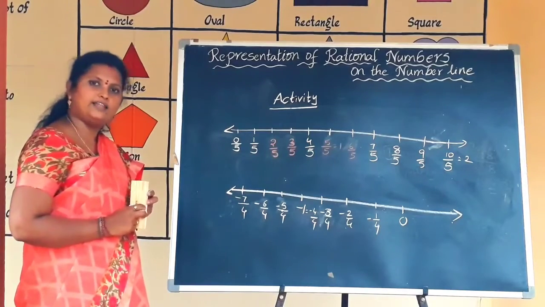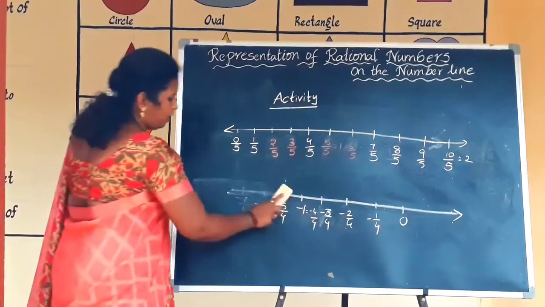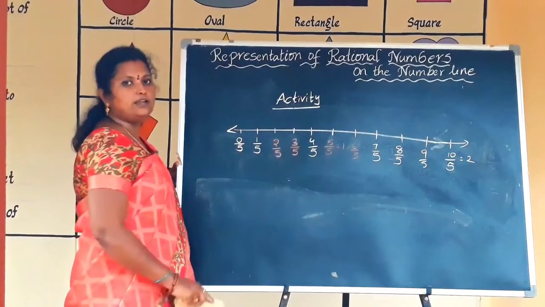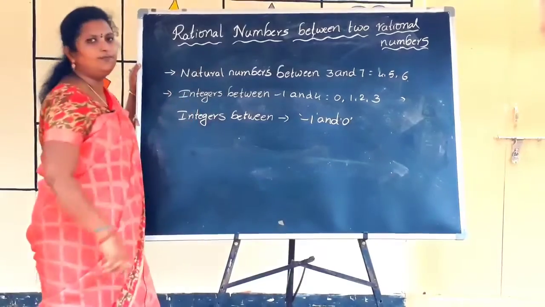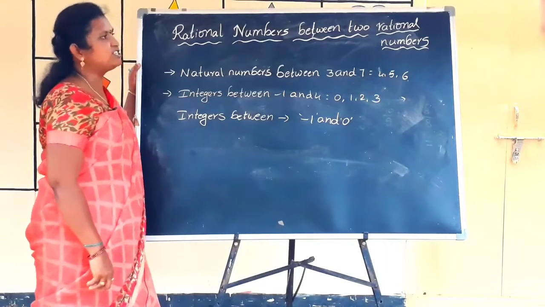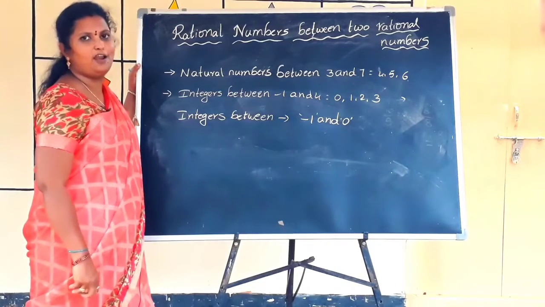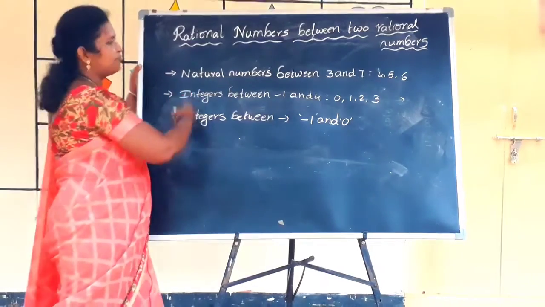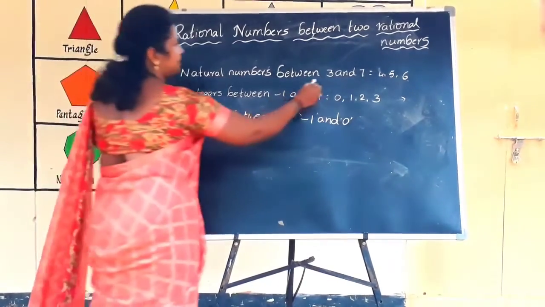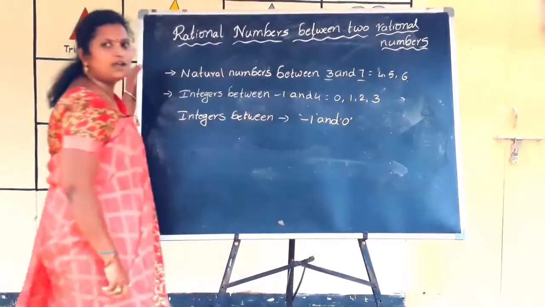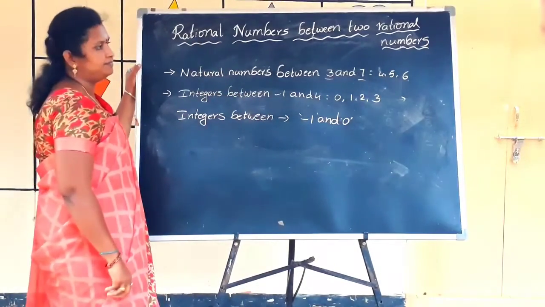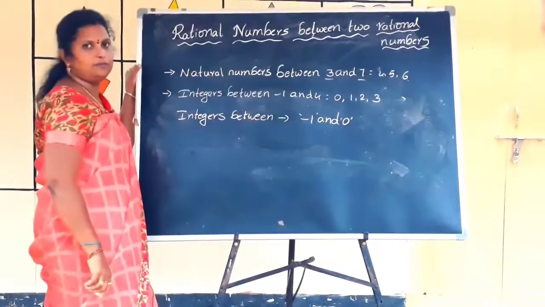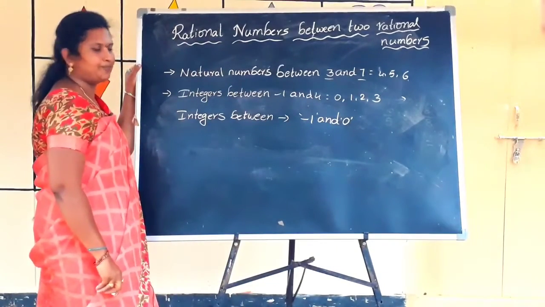Let us go for another topic, that is how to find a rational number in between two rational numbers. So now we are discussing the rational numbers between two rational numbers. Okay, so if you take some natural numbers, that is 3 and 7. So what are the natural numbers between 3 and 7? We have 4, 5, 6 in between 3 and 7. Is it correct or not?